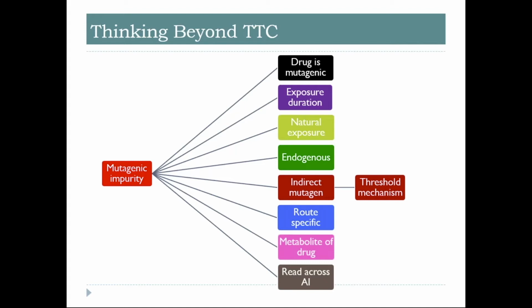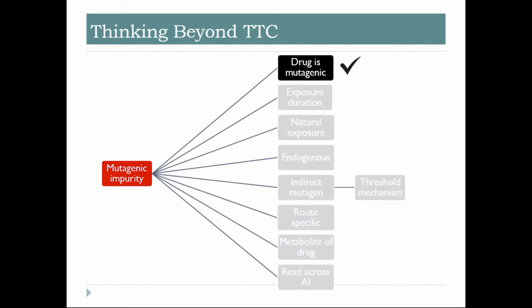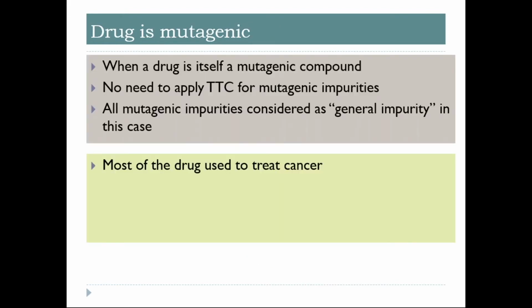A few of these concepts are captured well in ICH M7, and I try to exemplify a few of them in the further slides. The last approach, which is read-across, was already covered in the last webinar, so I'm not going to touch that topic in this session. We'll touch on when a drug is mutagenic itself. So how do we consider going beyond TTC?